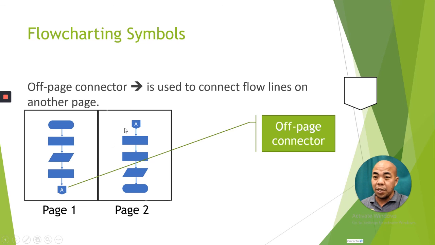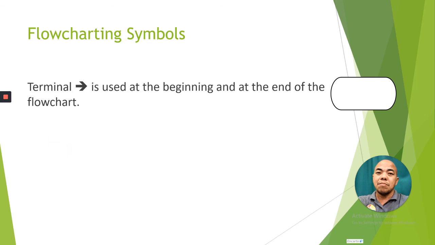Okay. Then we have here the terminal. Terminal is used at the beginning and at the end of the flowchart. Meaning to say point to point, start to stop, begin to end. Okay, so once you're going to make a flowchart, it should start with a terminal and it should end with a terminal. Okay, now in my next video, I'm going to give you more examples of basic flowcharting.